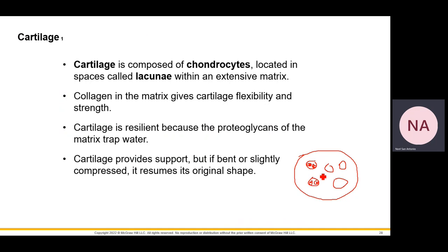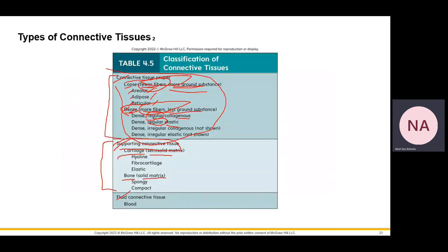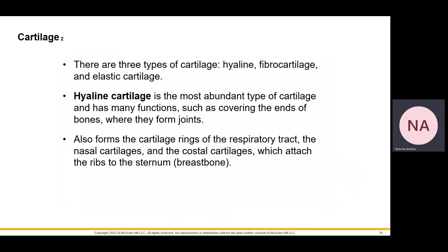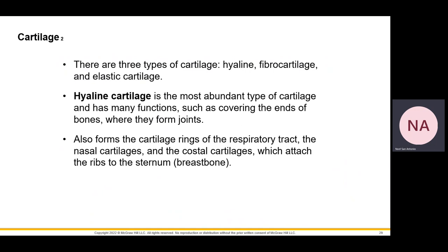Now, the collagen in the matrix, this is the matrix, gives the cartilage flexibility and strength. And cartilage is resilient because of the proteoglycans of the matrix that trap water. This means it is rich in proteoglycans. We have said earlier, proteoglycans are hydrophilic, meaning they trap water. Therefore, as we saw earlier in the description, cartilage tissue has a semi-solid matrix because the proteoglycans in the matrix tend to trap water. Okay? And cartilage provides support, but if bent or slightly compressed, it resumes its original shape because, again, it is flexible and resilient.